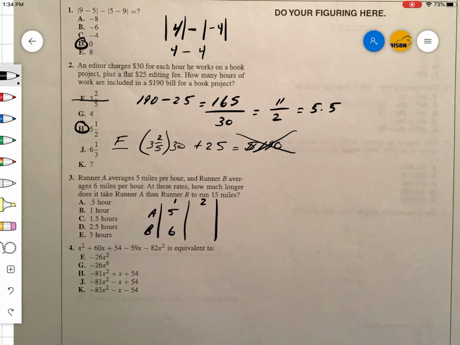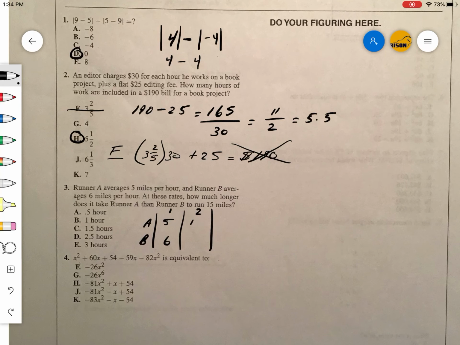Remember I was having trouble with this last week. Let me move it down to where I'm not laying my hand on it. Runner A has gone 10 miles, B has gone 12. Okay, let's look at hour 3. This guy has gone 15, but runner B has gone more than 15 miles. So he's actually gone 3 miles further.